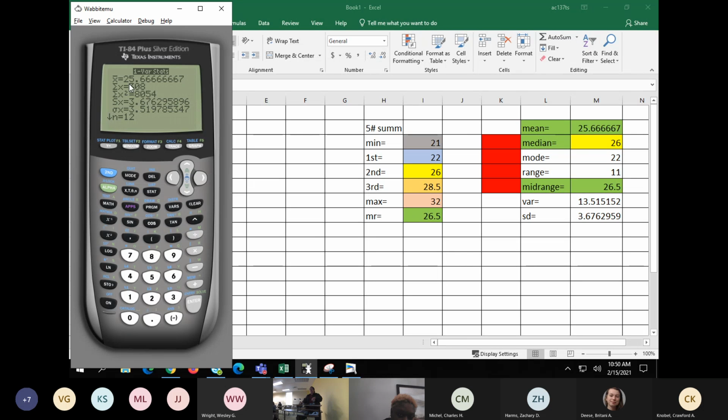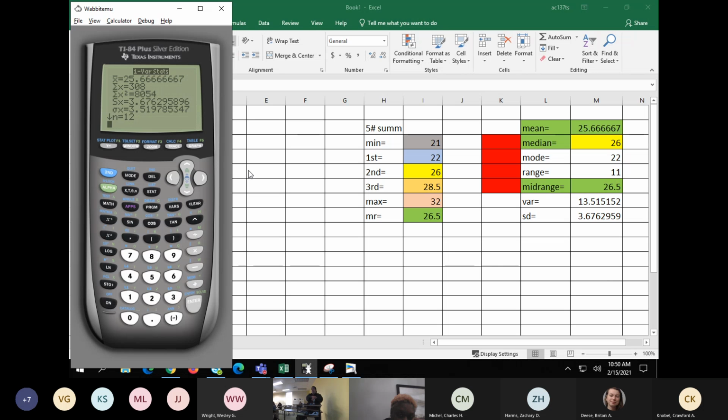25.66. X bar, 25.66. I need you to draw this screen in your notes so you can find what you need, because after today, I'm not going to tell you. X bar is 25.66. X bar is your mean.